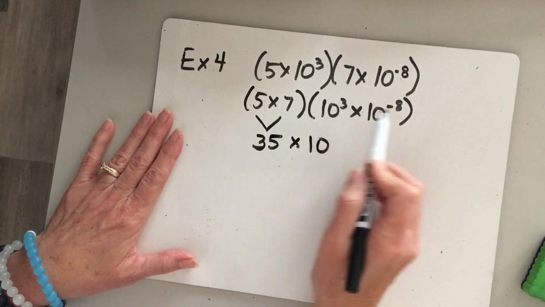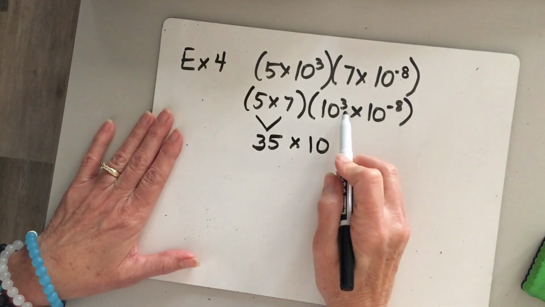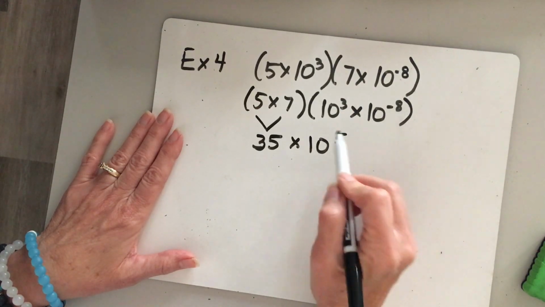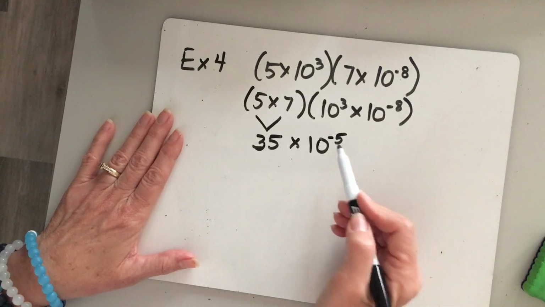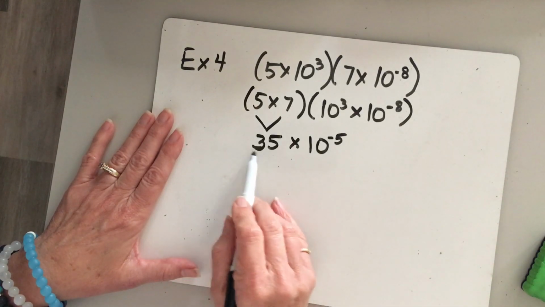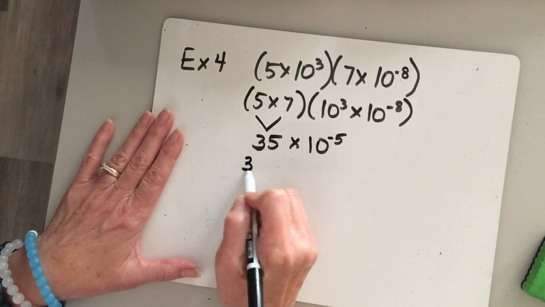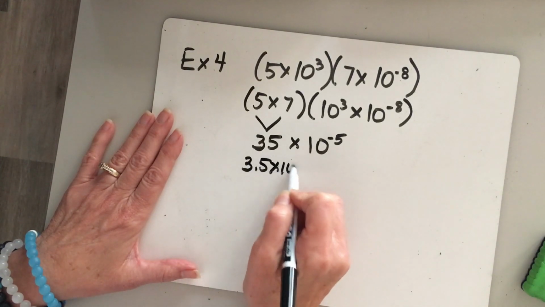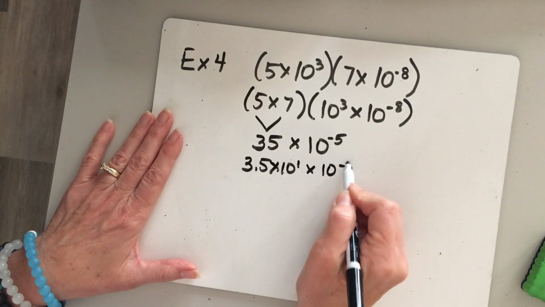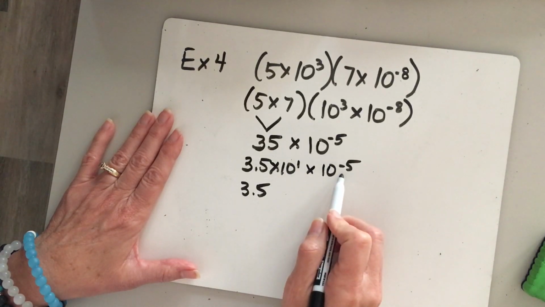So here we have 3 plus negative 8. The signs are different. When they're different, we subtract. 3 from 8 is 5. We take the sign of the larger number, which is 8, is negative. The 8 is larger than 3, so it's negative. Notice here, this is not in scientific notation, so we have to put that in scientific notation. 35 becomes 3.5 times 10 to the first power, because you just had to move the decimal one time. We write the rest of the problem, and then we have 3.5, and then we have 10 to the first power, 10 to the negative 5th power.